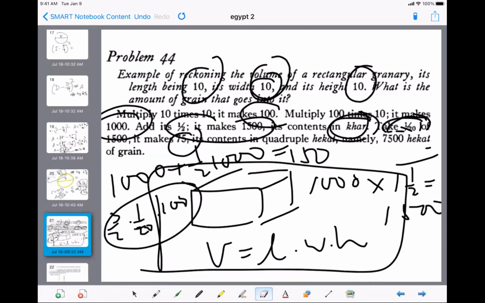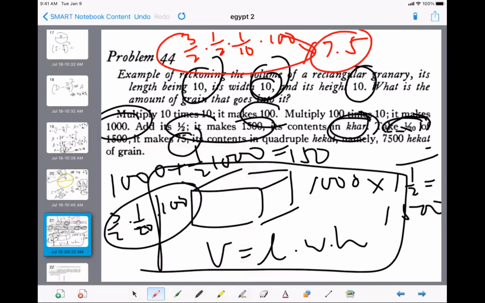So yes, this is some kind of conversion factor, which you won't need to know at all. I just find it kind of fun to see that nowadays it's times 7.5. That gets you from your volume to these hecats. But back then, timesing by 7.5 was done with the things that they were experts at: 3 halves times basically 1/10, 1/20th times 100. That's what they do to get multiplied by 7.5. Times by 3 halves, times by 1/2, times by 1/10, times by 100.